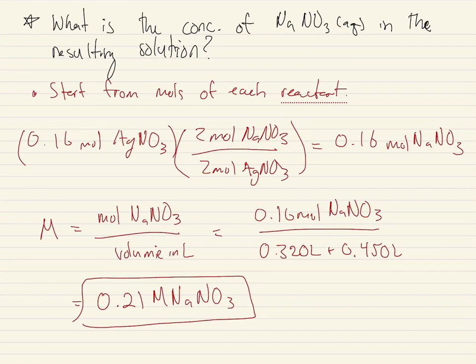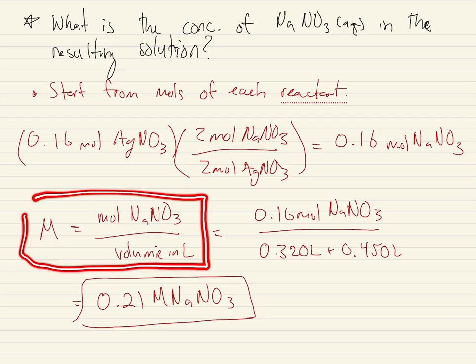That allows me to go from moles of silver nitrate to moles of sodium nitrate, and I get 0.16 moles, right? It's a 1-to-1 ratio, or 2-to-2 ratio, so I end up with the same moles of that product. I need to calculate the concentration of this solution, so I don't have to use mass at all anymore. I'm already in units of moles. And so I just use my definition of molarity: the moles of sodium nitrate divided by the volume in liters of the solution.